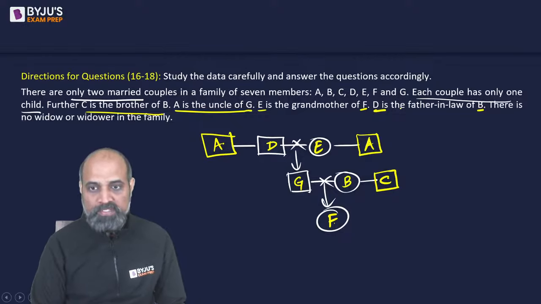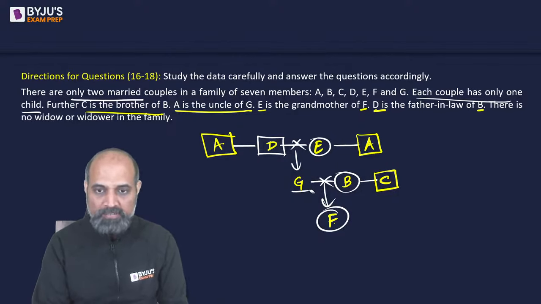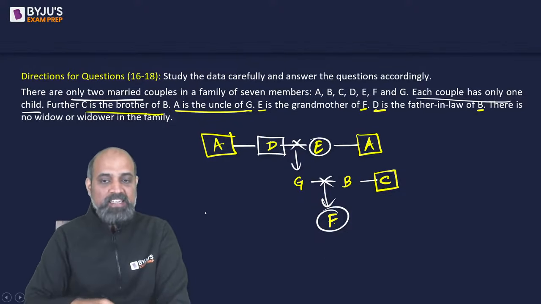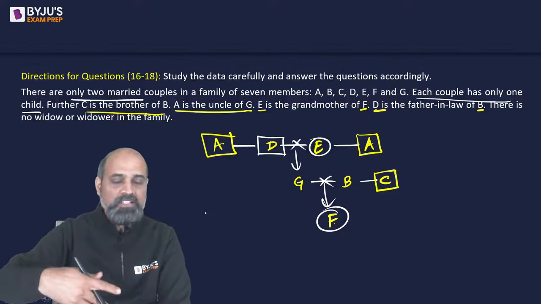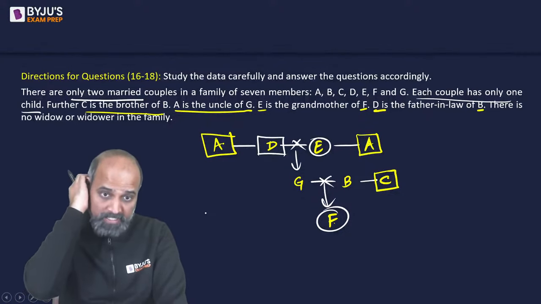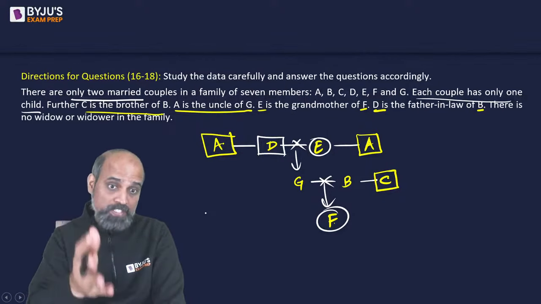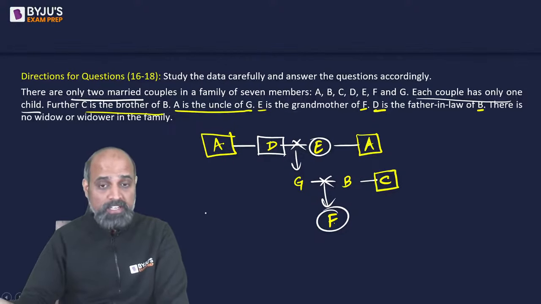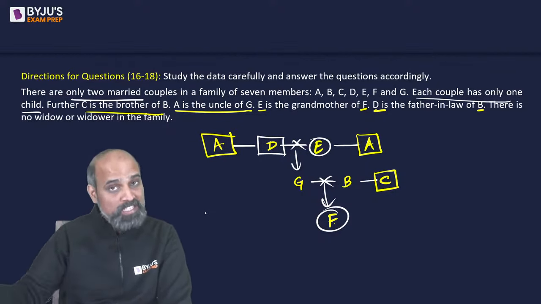Also, do we know the gender of B and G? No, we don't know the gender of B and G. Right? तो मेरे को ये भी नहीं पता. Okay, please try to understand. Nowhere it is written that G is a husband or B is a sister or a mother. Nothing of that sort is written. The only one where we can find out is the gender of C because it says the brother. Next, A is male because the relationship is uncle. E is female because that's his grandmother. D is male because that's his father-in-law.